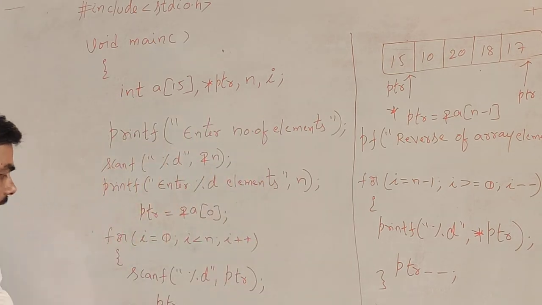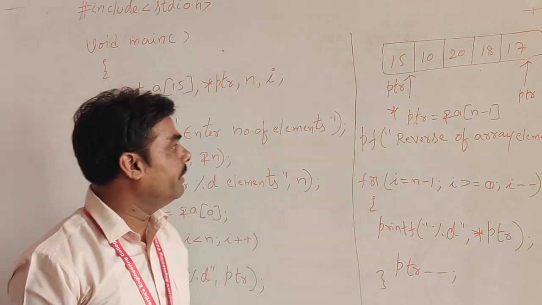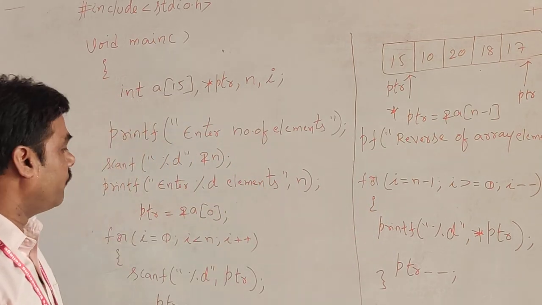At the time of reading, the pointer value is incremented. At the time of displaying in reverse order, the pointer value is decremented. So this is the entire program for this one.